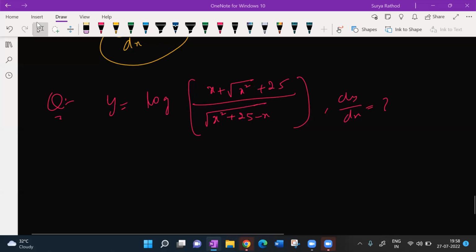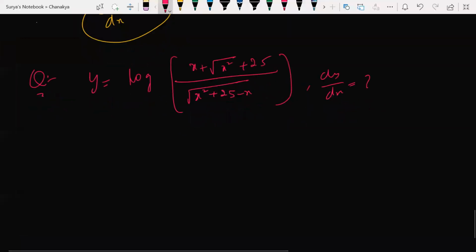How do you solve this question? Hello, look at this bit. A very simple question. Log. I think you might have learned log, right? Isn't it? Yes, sir. dy by dx. You need to find out, right?